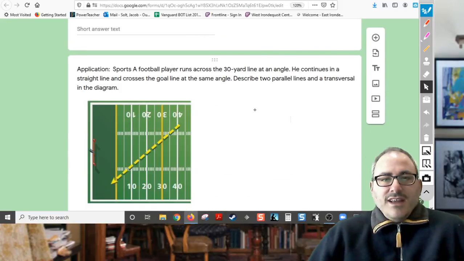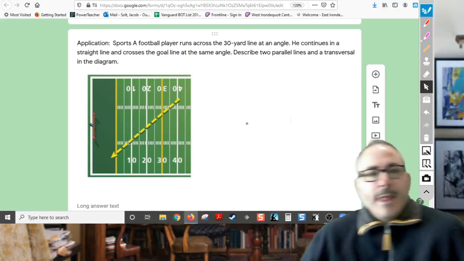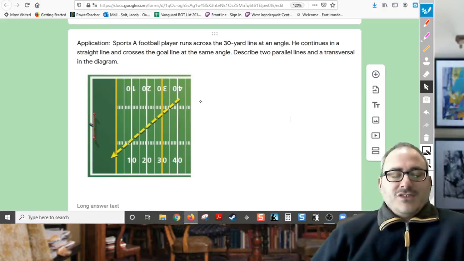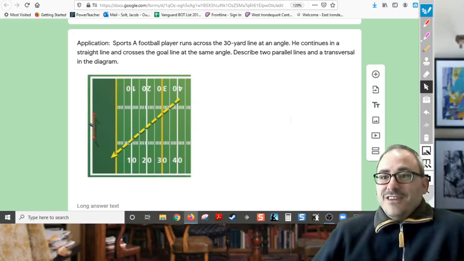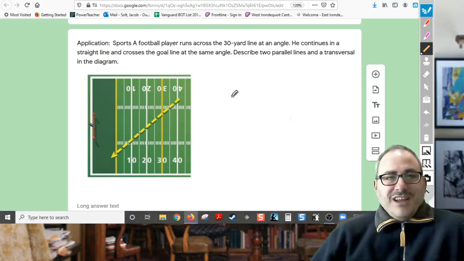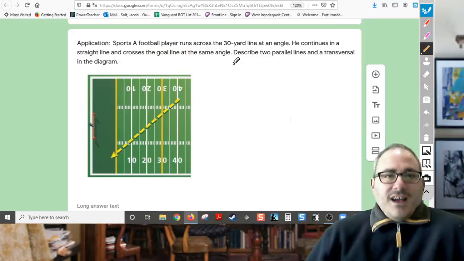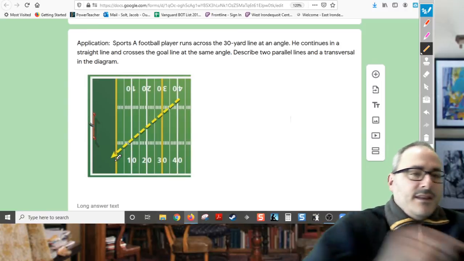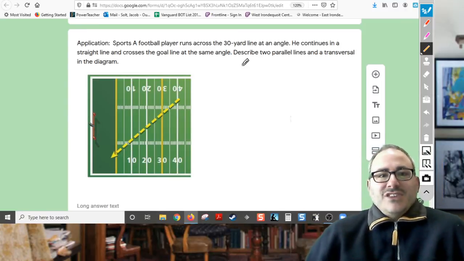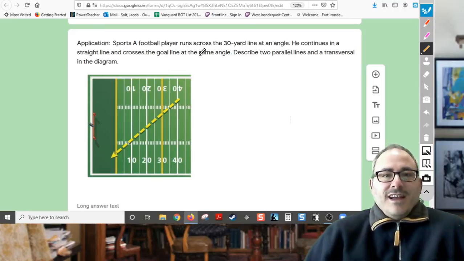And I always try to add a little bit of an application to all of these. So, Mr. Salt, where do you actually use this in real life? Sometimes I struggle to find where you use some of this stuff in real life. But here's an example. In sports, a football player runs across the 30-yard line at an angle. He continues in a straight line and crosses the goal line at the same angle. Describe the 2 parallel lines and the transversal in the diagram.